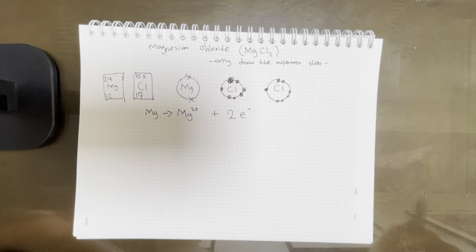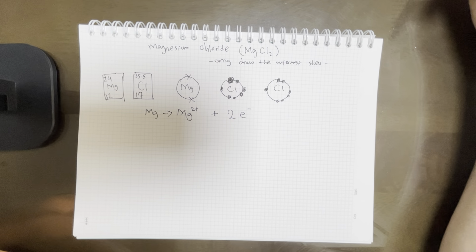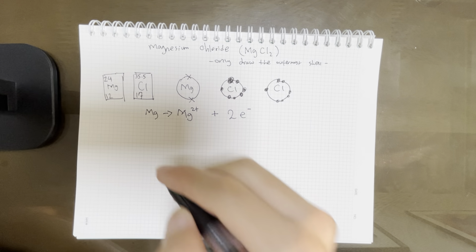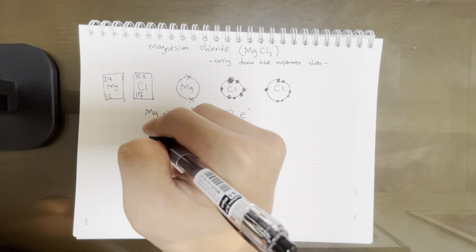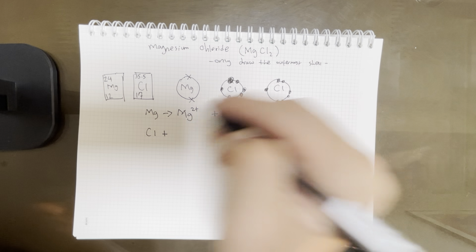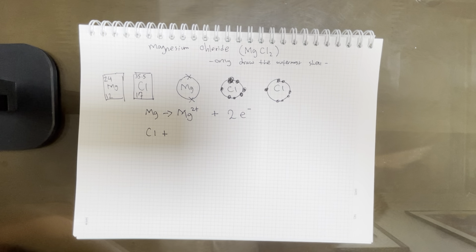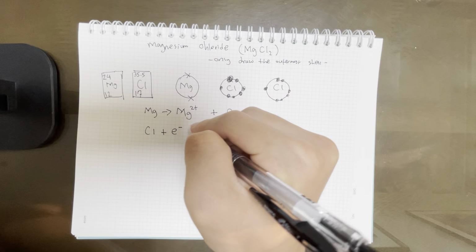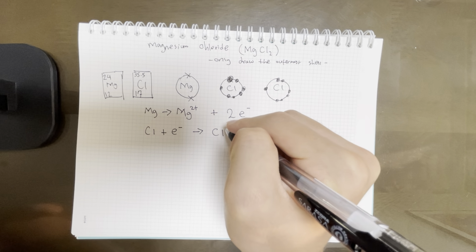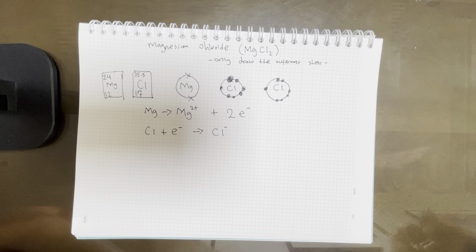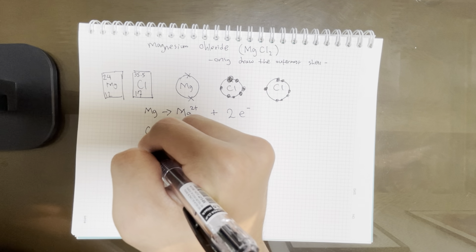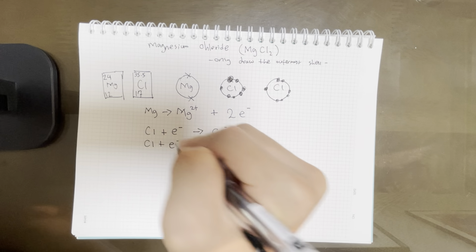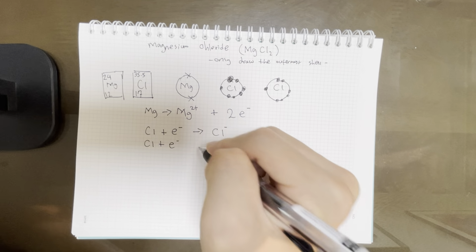Let's take a look at chlorine then. What's going to happen to chlorine? Chlorine plus, chlorine's going to receive an electron, right? So chlorine plus e minus, 1 electron, is going to form chlorine minus, a negatively charged chlorine atom. But we're going to have 2 of these. Now, why do we have 2? Because we have 2 chlorine atoms.